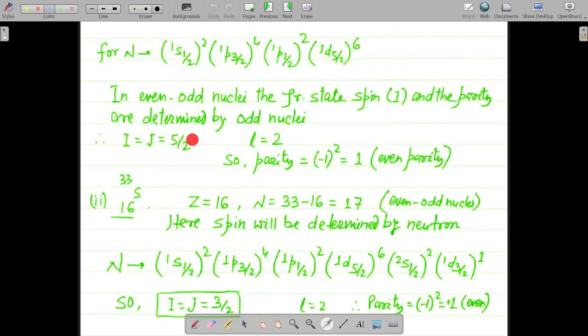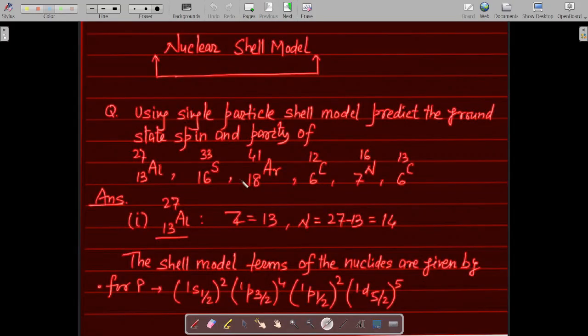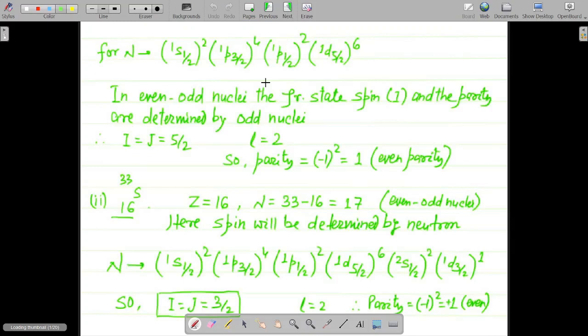I equal to J equal to 5 by 2. As already told to you, the value of ground state spin is equal to this only, because it has an unpaired nucleon, that is an unpaired proton in our case. So the ground state spin I will be equal to J here, and that will be equal to 5 by 2.